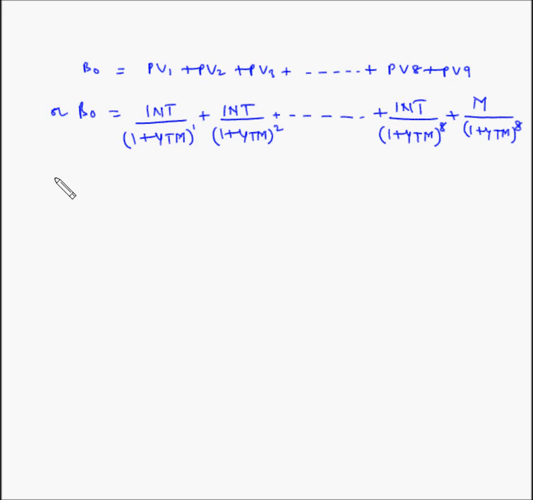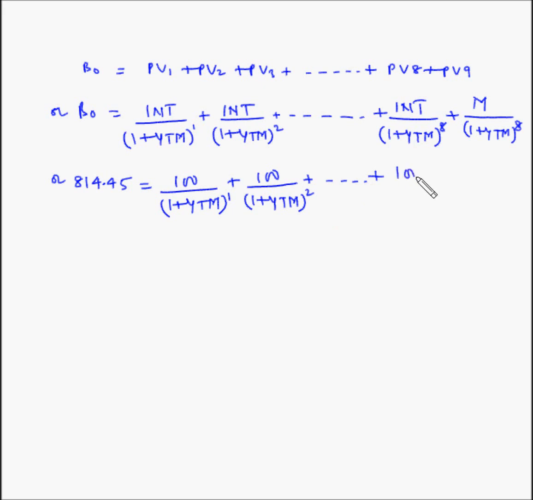So let us plug in the values. Now the present value of the bond is given to us as 814.45. So this is equal to, interest amount is 100 divided by 1 plus YTM to the power 1, plus 100 divided by 1 plus YTM square, plus 100 divided by 1 plus YTM to the power 8, plus, now maturity value is 1000 divided by 1 plus YTM to the power 8.